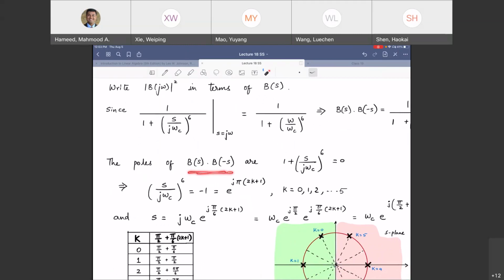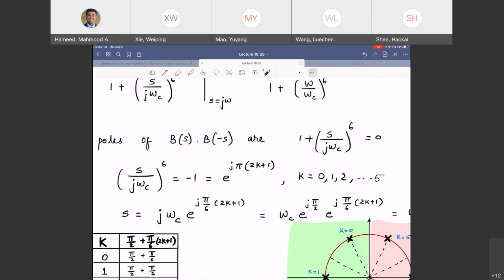What are the poles of the multiplication of B of s and B of minus s? Those are going to be essentially the roots of the denominator. So how can you find the roots of the denominator? Well, s divided by j omega c raised to 6 has to equal -1, right? But -1 can be written in general as e to the j pi (2k plus 1). What is that? Odd multiples of pi. Odd multiples of pi will always give you -1.